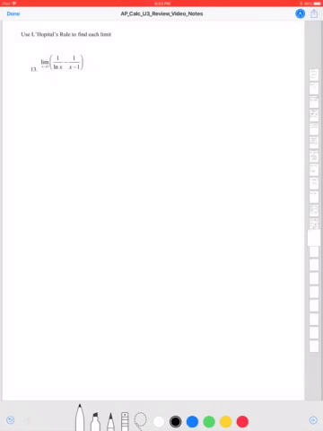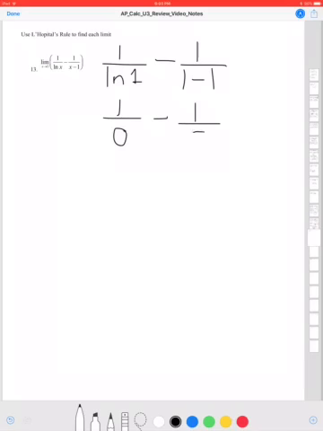to check to make sure that we're allowed to use it, because that's what you need to do on the AP test. So before I do anything, I need to plug in 1 and see if I get 0 over 0. The natural log of 1 is 0. 1 minus 1 is 0. Like denominators, 1 minus 1 is 0 over 0. Alright, so we're going to use L'Hopital's rule.